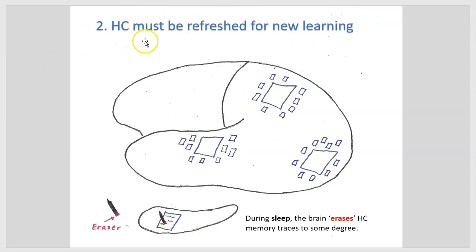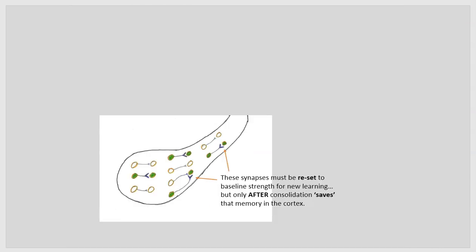Now, the second reason is kind of interesting. A recently discovered phenomenon, again happening during sleep, is that the hippocampus must be refreshed for new learning. So scientists are gathering evidence that during sleep, the brain is actually, in addition to consolidation, after it consolidates memories in the cortex, erasing hippocampal memory traces to some degree each night. So let's take a look at what's going on here in more detail.